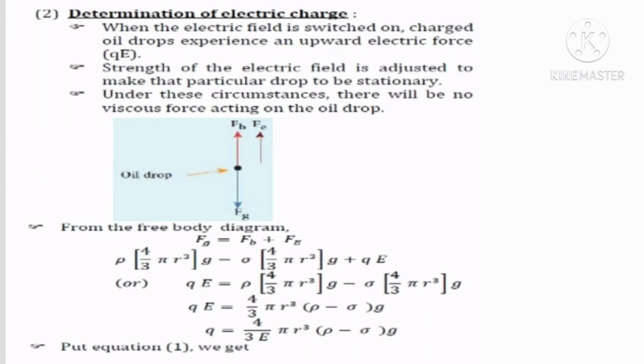Next, let us determine the equation for electric charge. When the electric field is switched on, the charged oil drops experience an upward electric force which is represented by Q into capital E. The strength of the electric field is adjusted to make that particular drop stationary. Under these circumstances, there will be no viscous force acting on the oil drop.